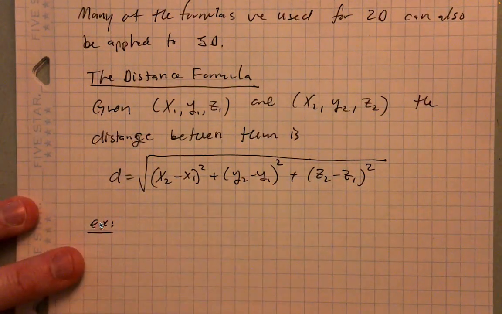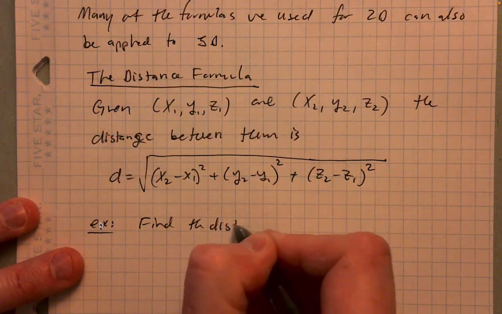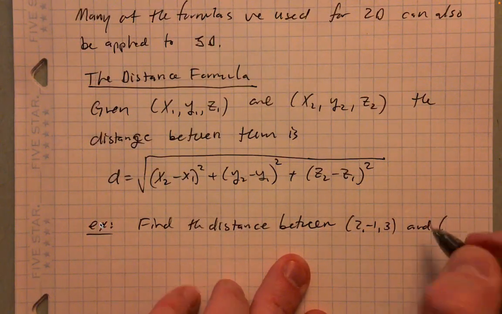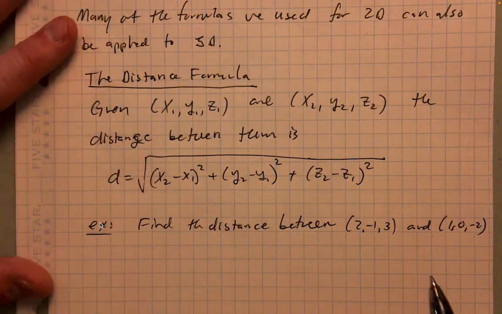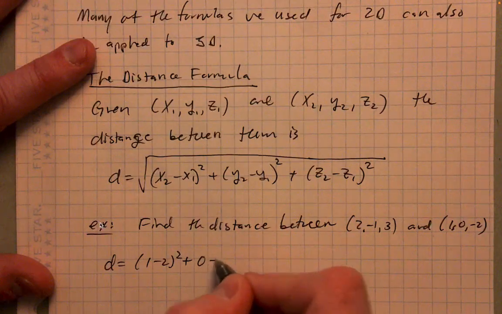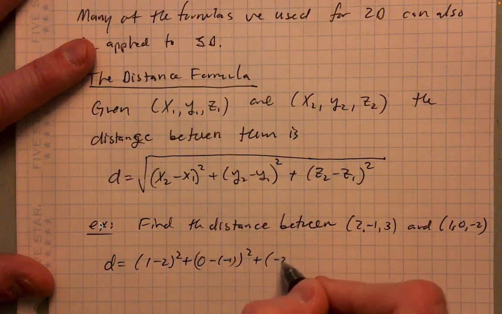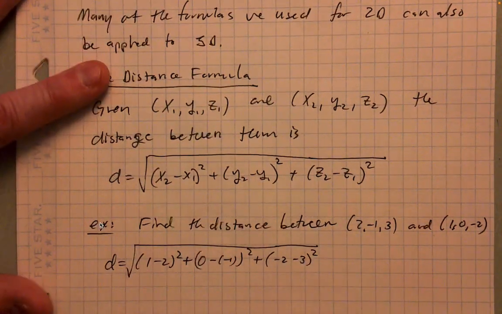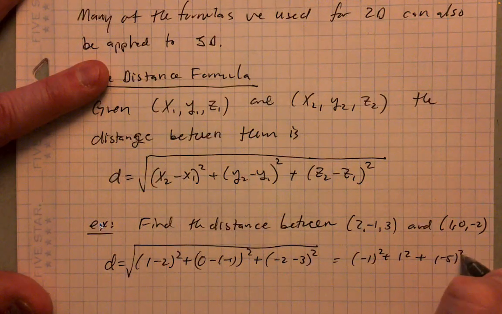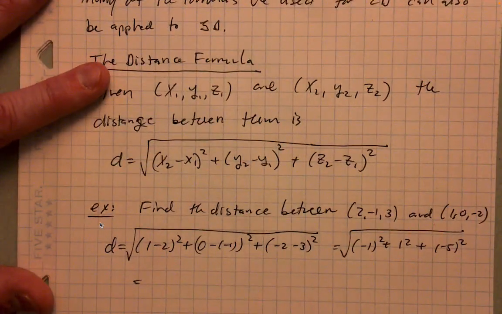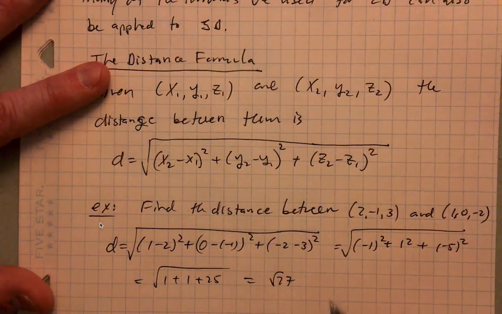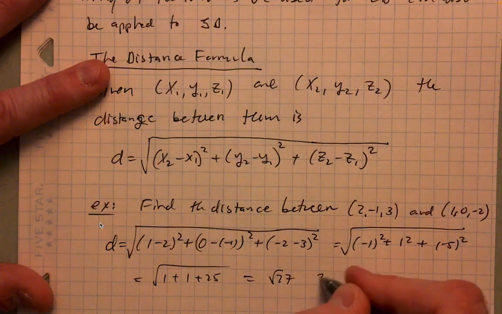Okay, so for example, find the distance between 2, negative 1, 3, and 1, 0, negative 2. So d would be equal to the square root of 1 minus 2 squared plus 0 minus negative 1 squared plus negative 2 minus 3 squared. And what do we get? We get negative 1 squared plus 1 squared plus negative 5 squared. So that's 1 plus 1 plus 25, and so the square root of 27. That's really the square root of 9 times the square root of 3, so 3 square root of 3.